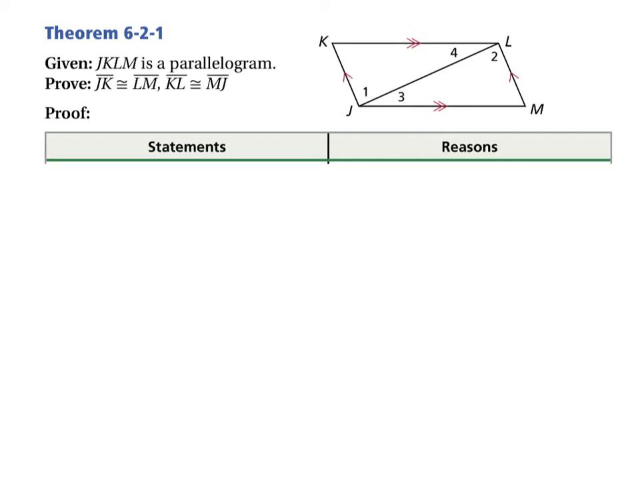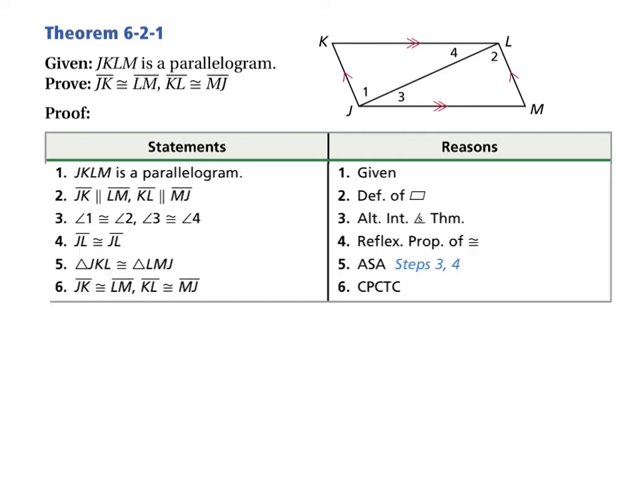So our first statement would be to write the given. Now, if we write the given, the next step would be to say that segment JK is parallel to segment LM and that segment KL is parallel to segment MJ. And the reason is the definition of a parallelogram. So now, angle 1 is congruent to angle 2. Once again, we have parallel lines.